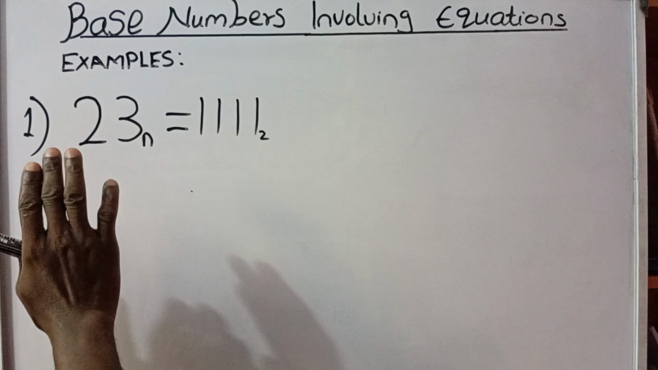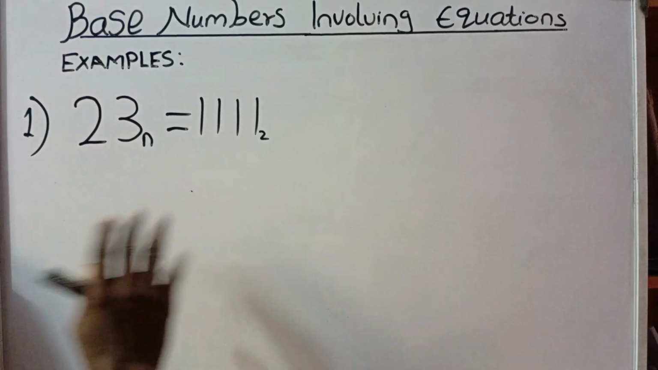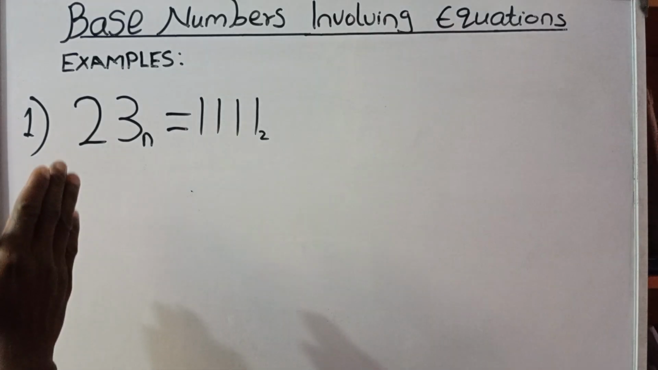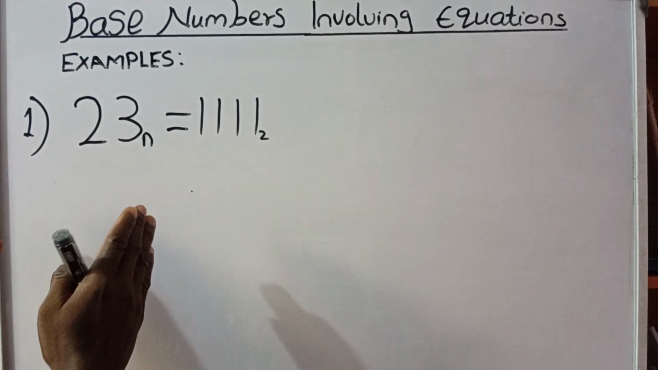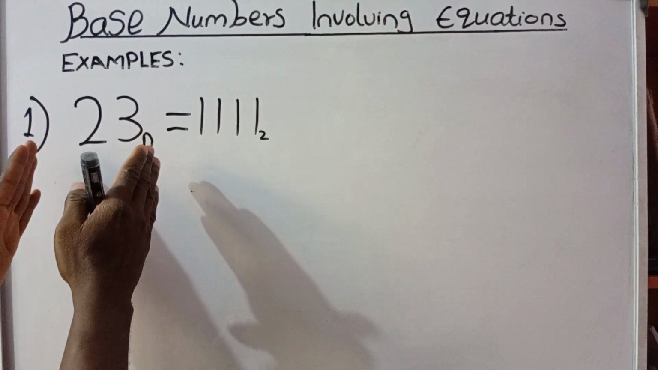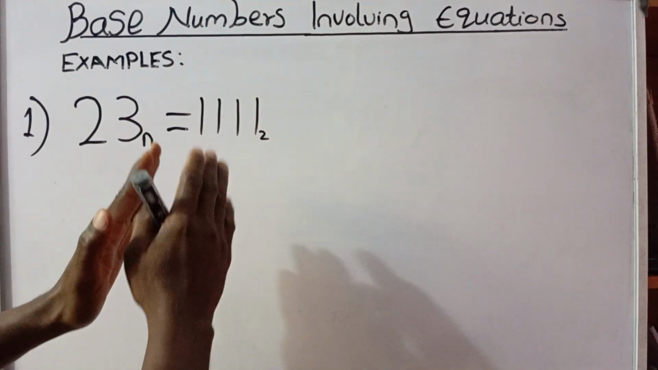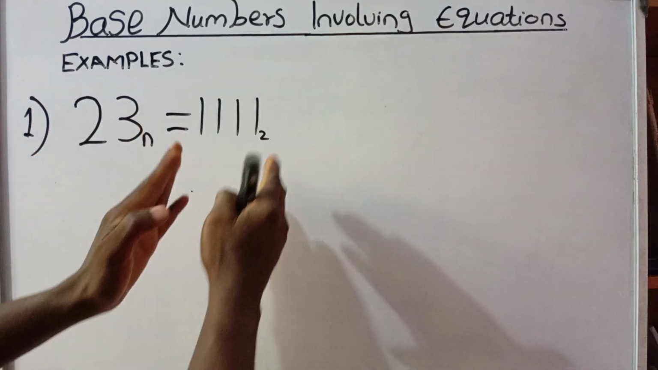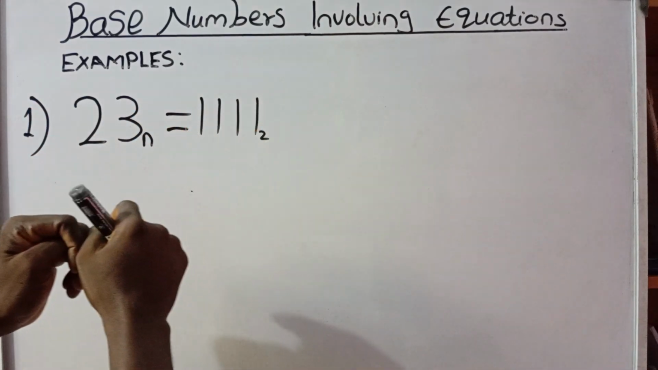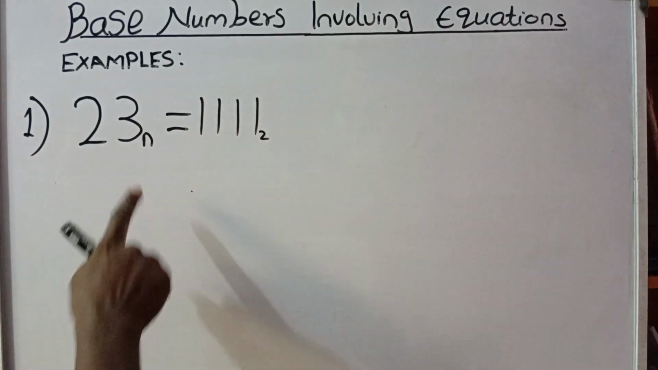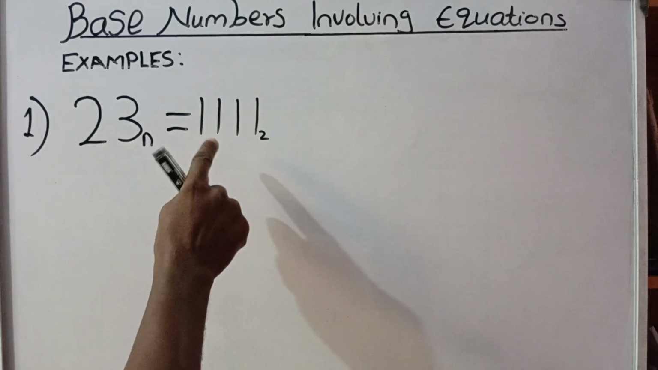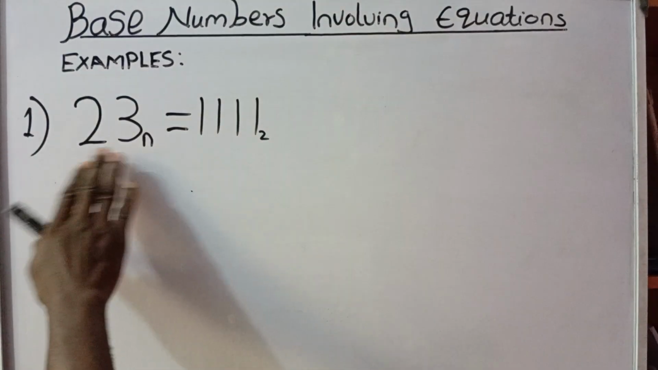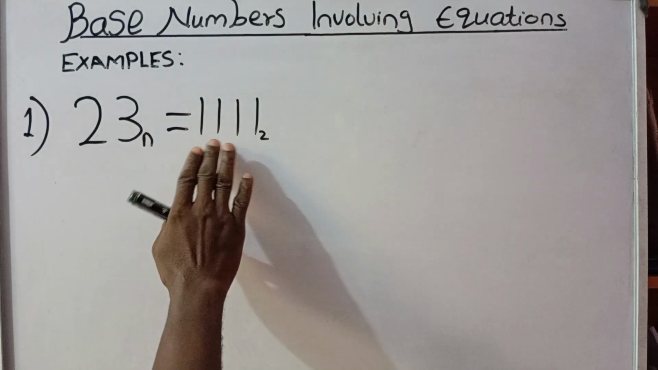The best way of resolving this kind of question that has to do with an equation in bases is that we must convert the left hand side and the right hand side to base 10. That is to say, we have to convert this to base 10 and also convert this to base 10, after which we'll be able to solve for n. So let's convert the two sides to base 10. This one is already in base 2.